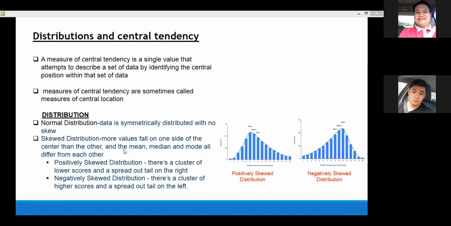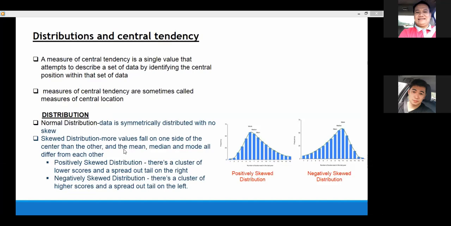In a normal distribution, data is symmetrically distributed with no skew. Most values cluster around the central region, with values tapering off as they go further away from the center. The mean, mode, and median are exactly the same in a normal distribution.